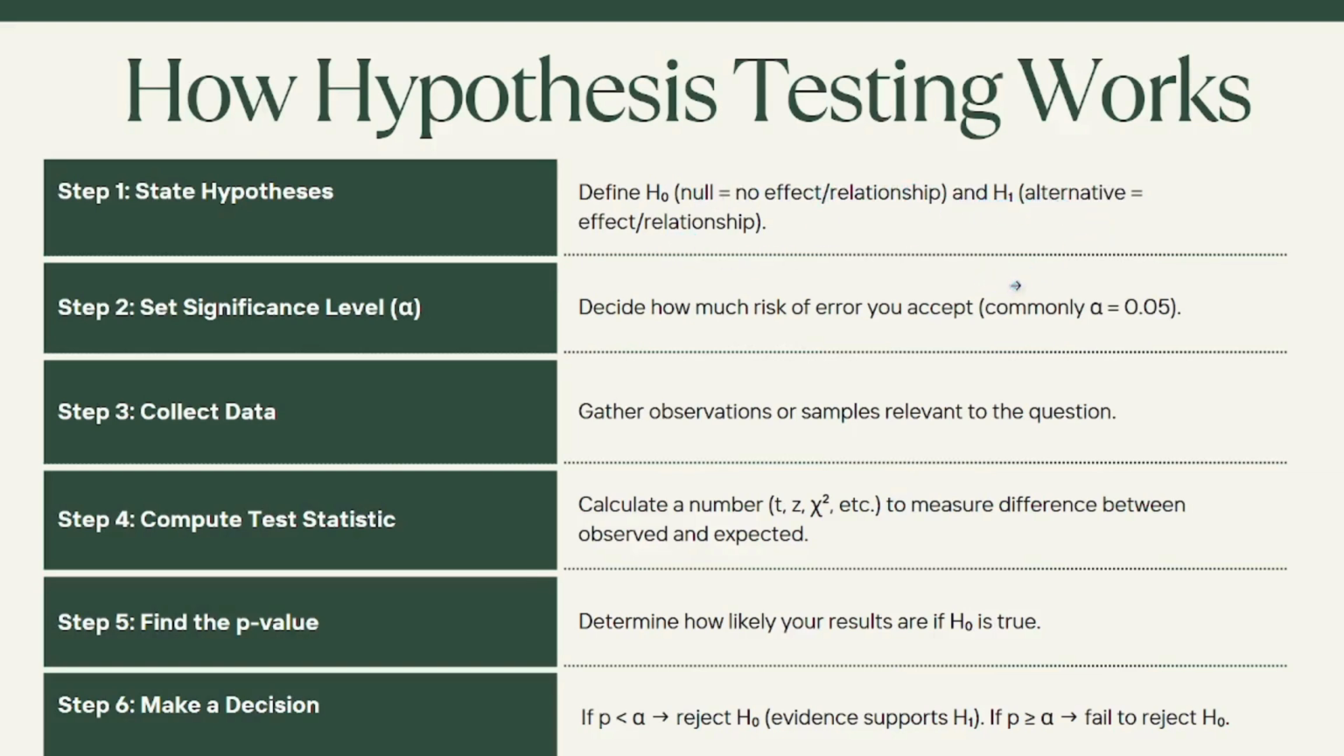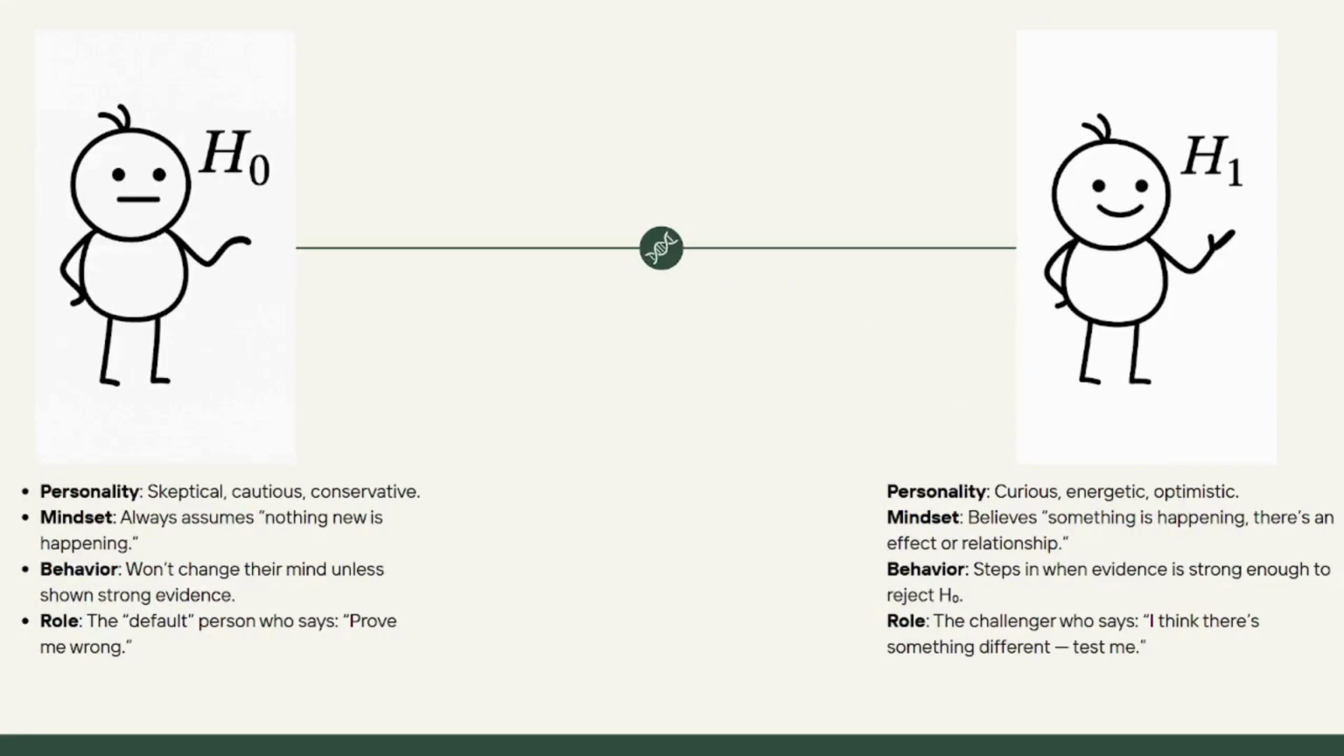If we put it into a person, H0 is a kind of cautious, conservative guy, always assuming that nothing new has happened, and he won't change his mind unless you show him strong evidence. While H1 is curious and kind of energetic. This guy always believes something is happening and there's an effect or relationship. He steps in when the evidence is strong enough to reject H0. So I think H0 kind of hates this guy.